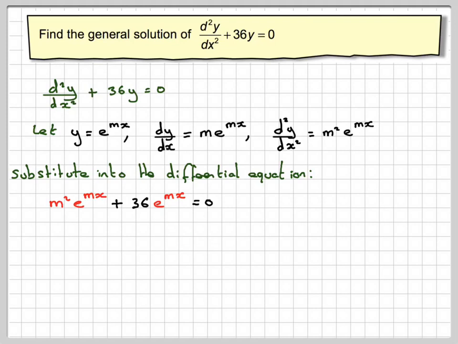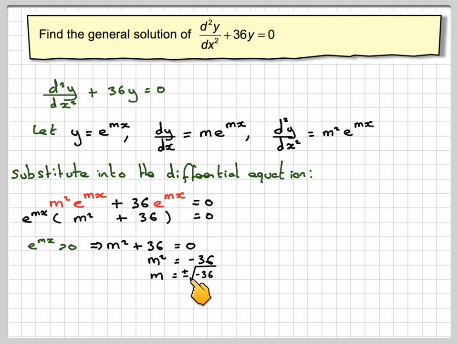We've got a common factor here of e to the mx, and we're left with m squared plus 36 is equal to 0. And then as e to the mx is greater than 0, then m squared plus 36 must be equal to 0. This is called the auxiliary equation. If we solve that, we get m squared is minus 36.